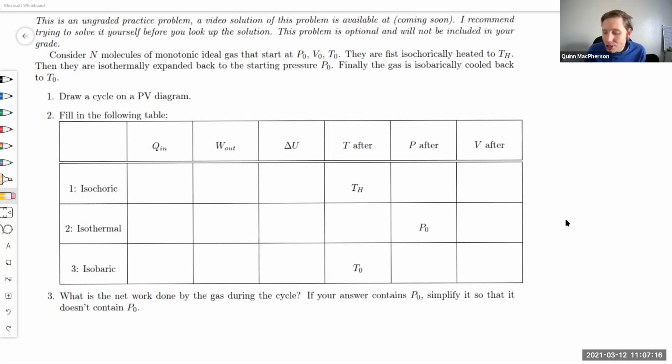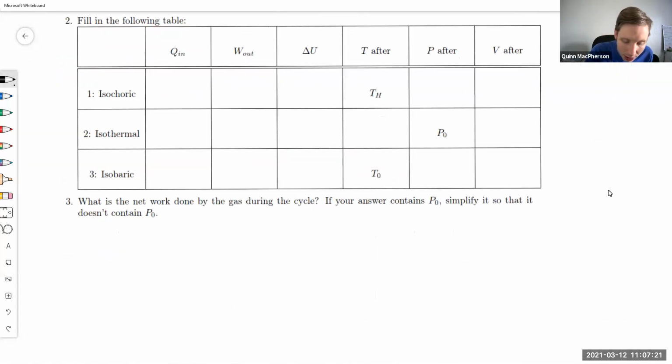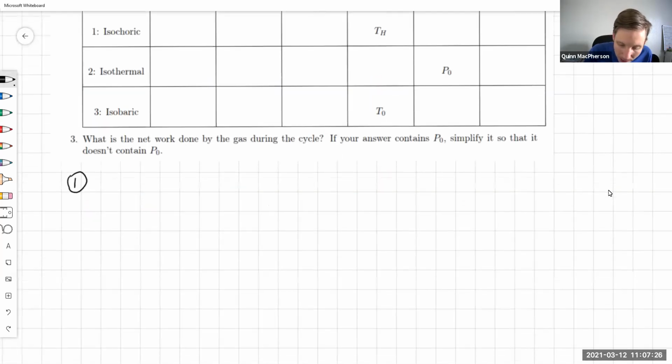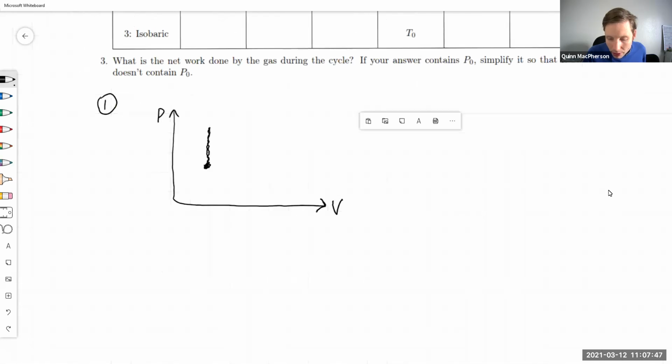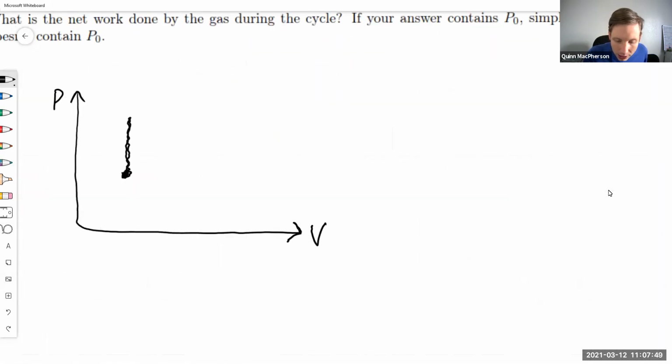Okay, that was a lot of words. Let's draw a PV diagram of that process. So number one, PV diagram. I always put P on the vertical axis, V volume on the horizontal axis. I'll start right here. The first is isochoric, aka constant volume. So I'm going to go at constant volume vertically, like that. Let me try to make a better line there.